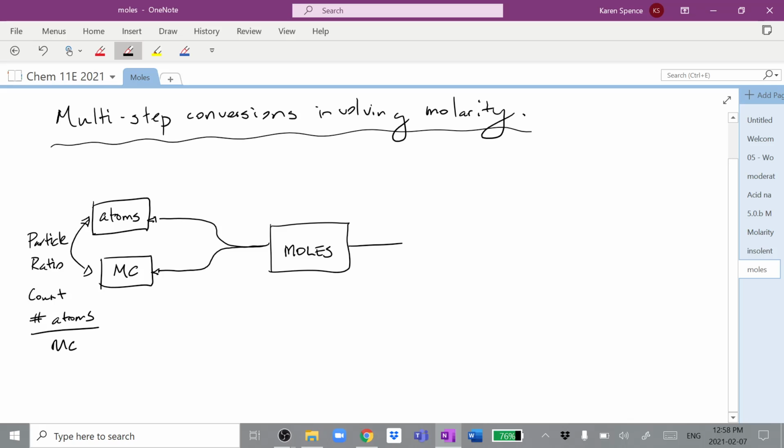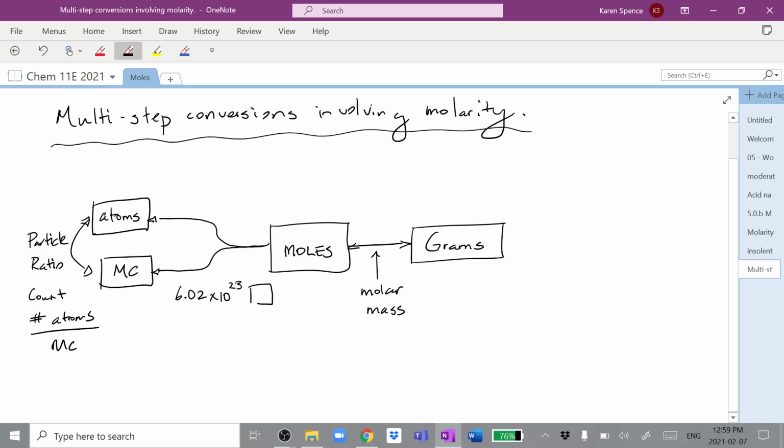And we can convert between moles and grams. Do you remember the conversion factor for going between moles and grams? Hopefully you remember that that's the molar mass. And how do we convert between moles and either atoms or molecules, depending on what we start with? We use 6.02 times 10 to the 23, whatever the particle is, particles per 1 mole.